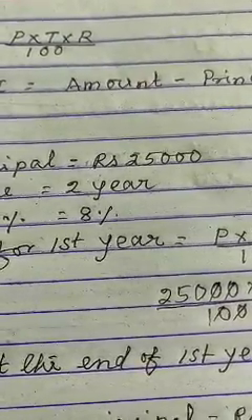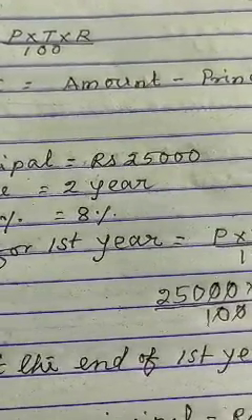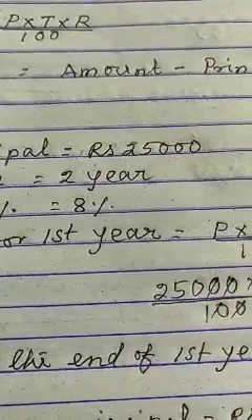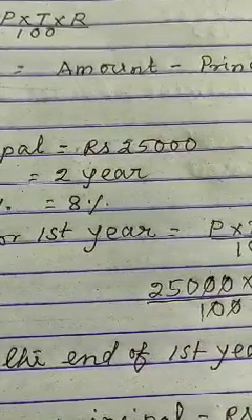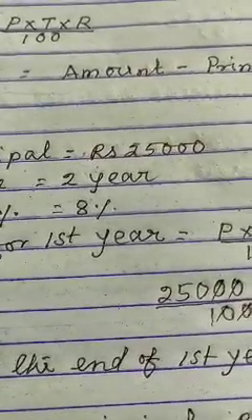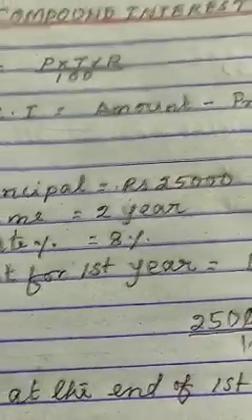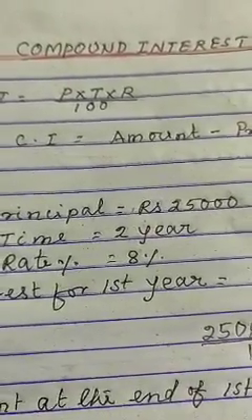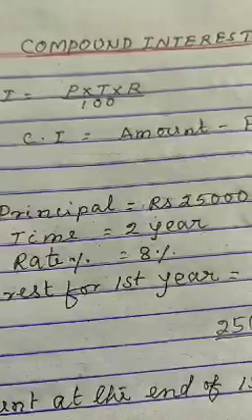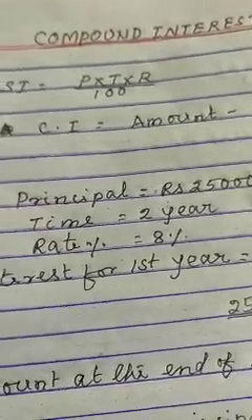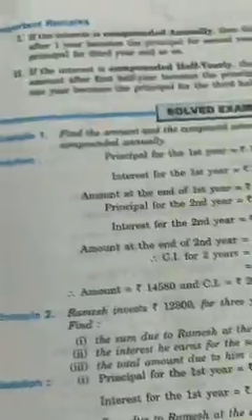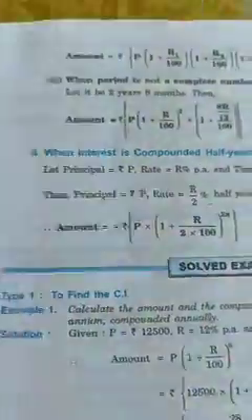After a certain specific period, the difference between the amount and the money borrowed, that is the principal, is called the compound interest. Now let us discuss how to calculate the compound interest with examples.